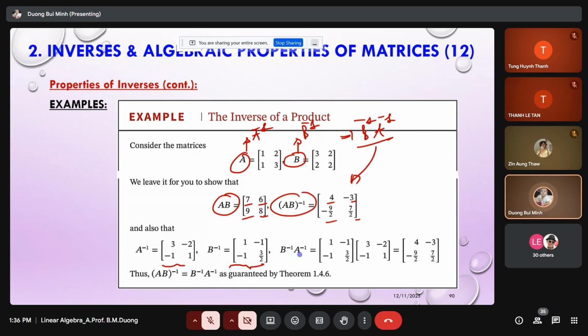So inverse of B times inverse of A is this one times this one. You can get this one and this one. Okay, they are the same. So we already demonstrated the properties we discussed before.